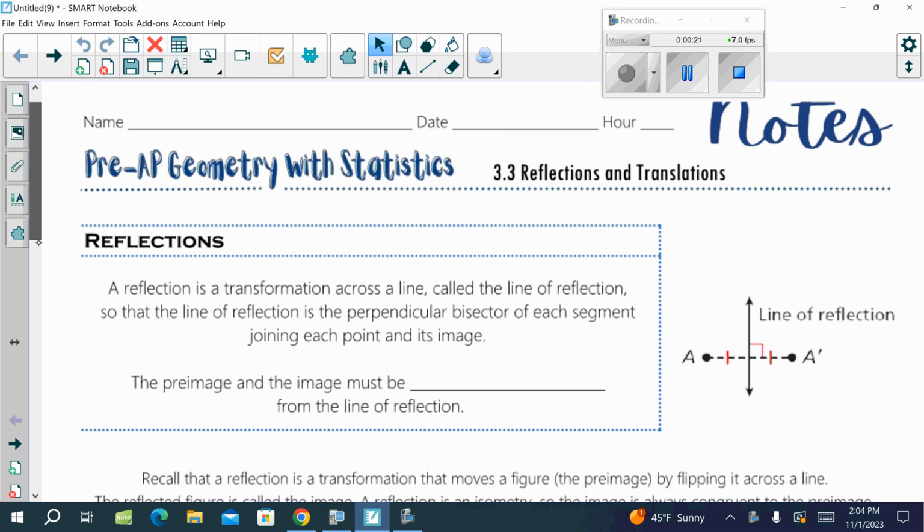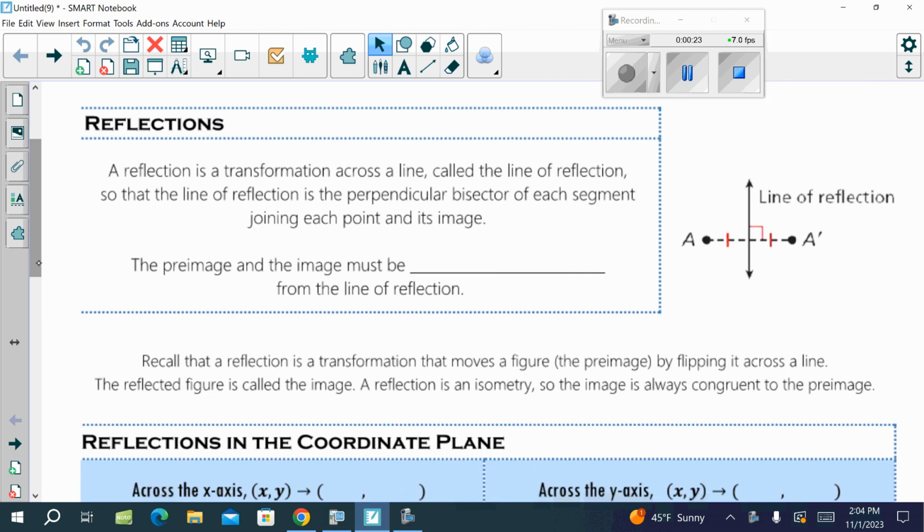So reflections. A reflection is a transformation across a line. You're called the line of reflection. So that the line of reflection is the perpendicular bisector of each segment joining each point and its image. So the pre-image and the image must be equidistant from the line of reflection.